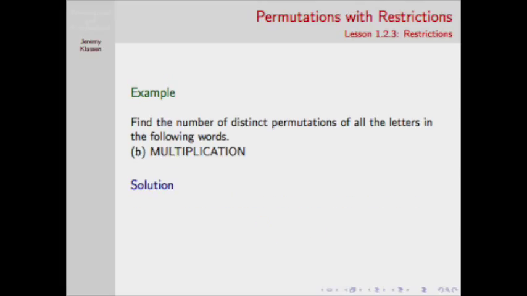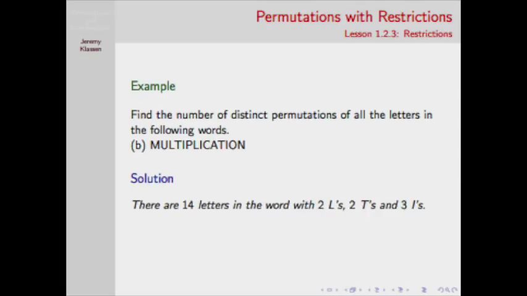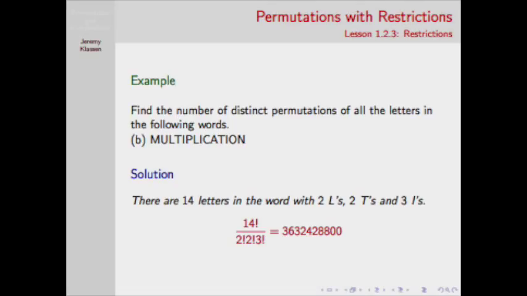Now let's take a look at the distinct permutations of the letters in the word multiplication. Notice that there are 14 letters in the word with 2 L's, 2 T's, and 3 I's. And so the number of permutations will be 14 factorial divided by 2 factorial, 2 factorial, 3 factorial to give us an incredibly large number of permutations.